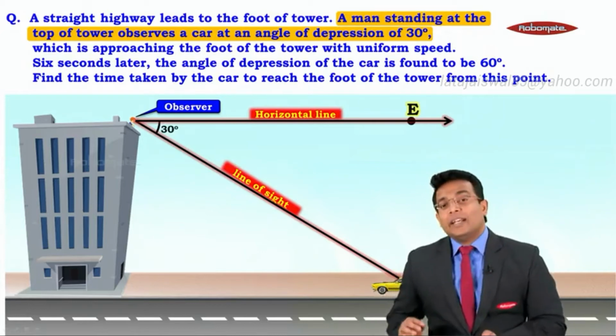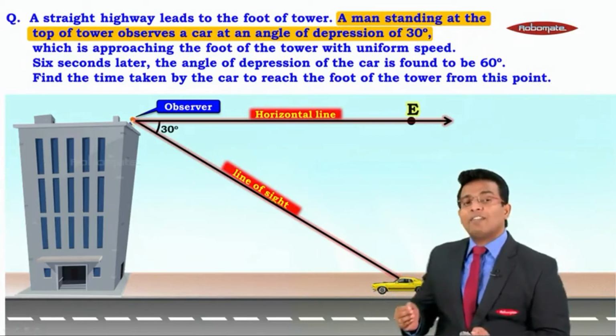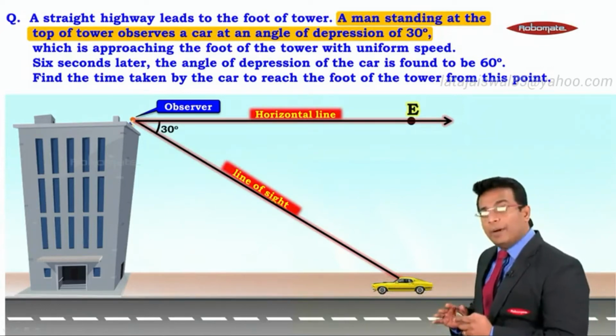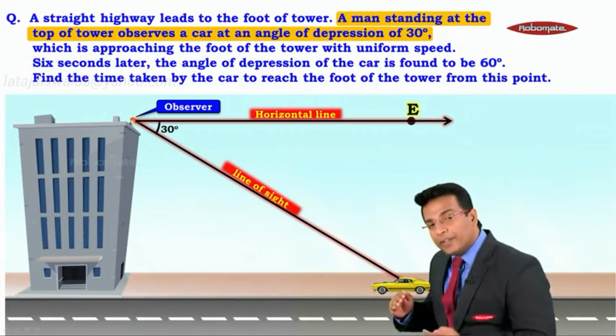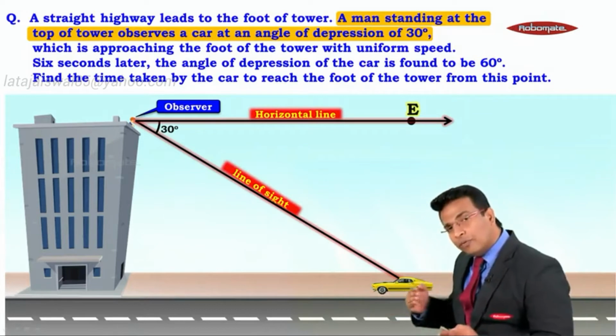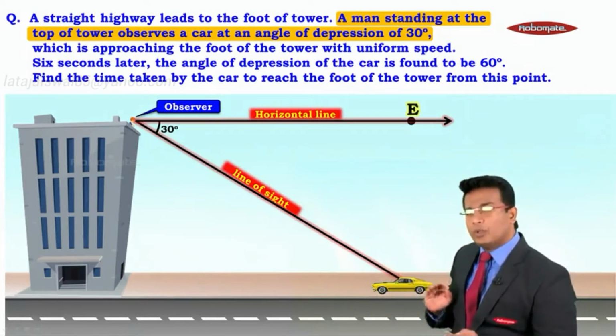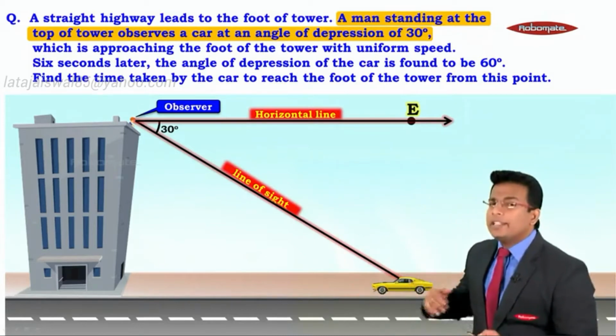Beautiful. Now, which is approaching the foot of the tower with a uniform speed. That means they are saying that we don't know the speed of the car, but the speed remains constant throughout. And with that speed, it is approaching the foot of the tower. Right? So, it is continuously going to move and it is going to reach the foot of the tower. Let's see further what it says.